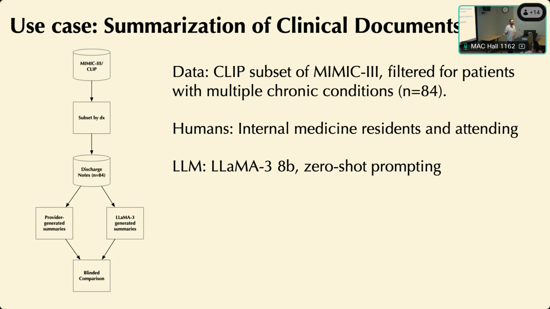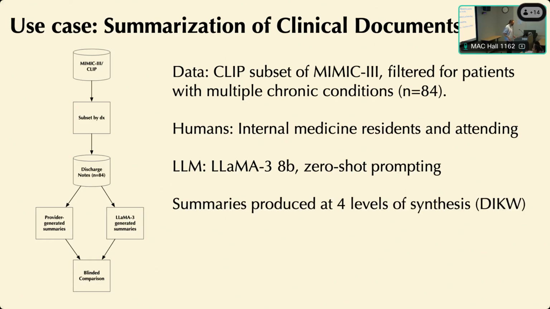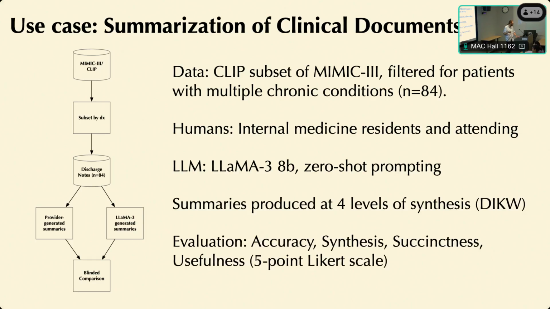They have a 70 billion parameter one, but we don't have the capability here at OHSU to run a model that big yet. We will very, very soon. And then we asked both humans and the LLM to generate summaries at 4 different levels of synthesis: a data level, an information level, a knowledge level, and a wisdom level. And we have definitions for all of those. And we evaluated on dimensions of accuracy, synthesis, succinctness, and usefulness. And we have definitions for all of those as well.